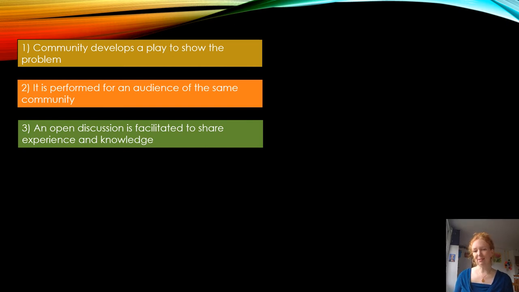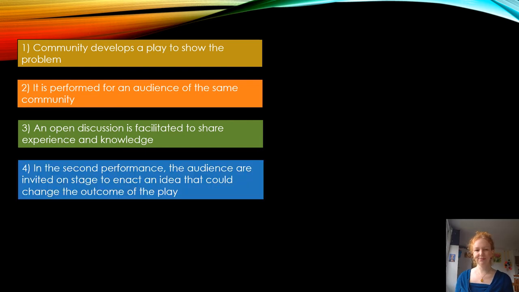After they've seen the play, we have an open discussion about what has gone on. Is it something they can relate to? Does it seem real? And is there anything that can be done by the characters which would avert the crisis from happening and change the outcome? Then the play is performed again, and the audience are invited on stage to enact their ideas of ways to change the outcome of the play.